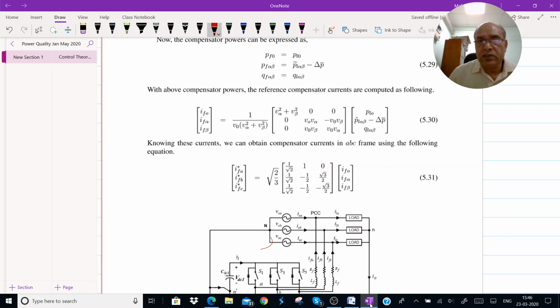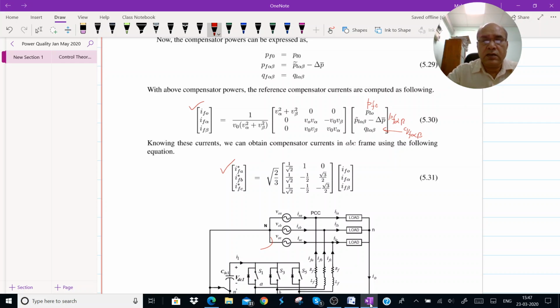Okay, so you can see it here. Actually these are the compensator powers like PF0, and this is PF alpha beta, and this is QF alpha beta. Alright, so that makes the reference powers, and we have substituted these values to find out the reference currents which are shown here. These currents are in alpha beta 0 frame. Obviously, we will convert these currents into ABC frame of reference, where we can find these quantities in ABC reference axis, and once we know them in ABC, we can realize them through a power electronic circuit.